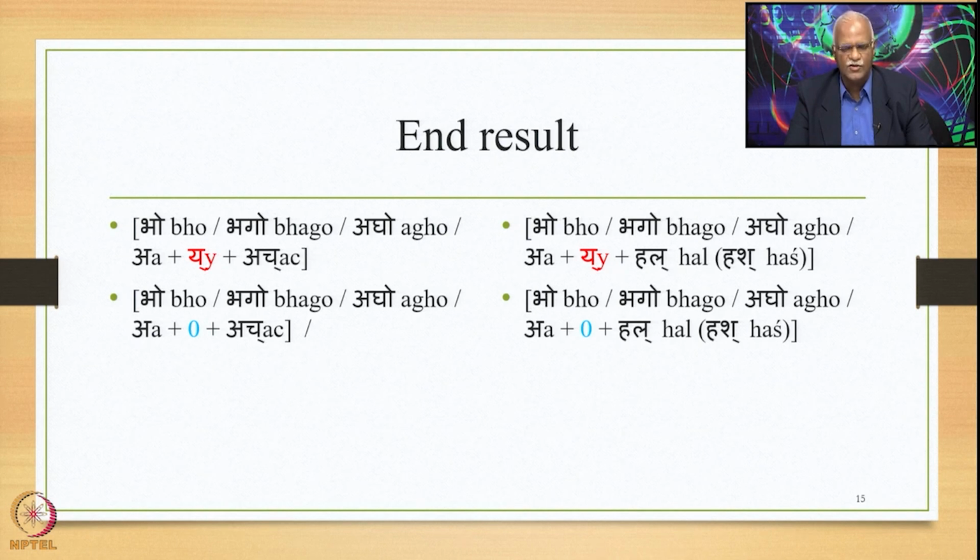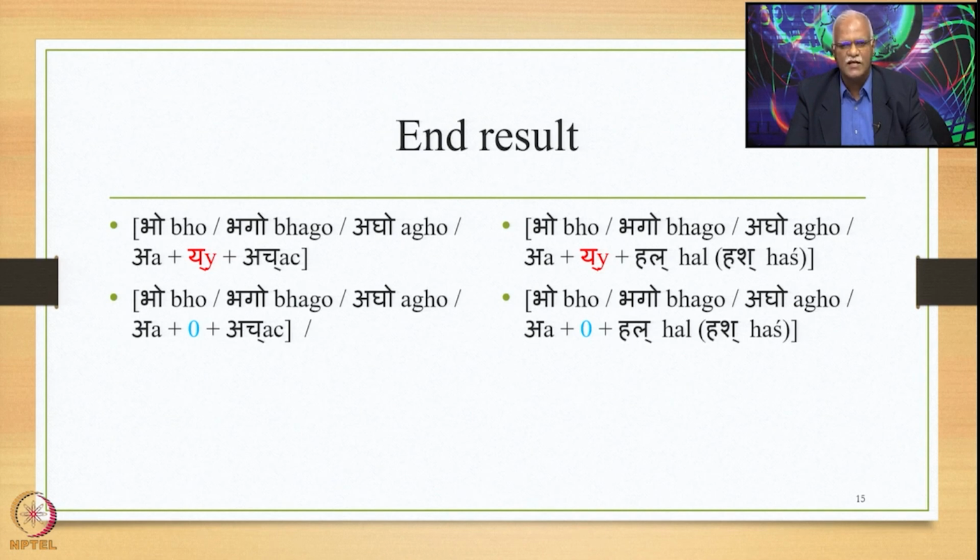This is the end result of the meaning of these sutras, namely Lopashakalyasya and Hali Sarvesham, which operate on the output generated by the sutra Bho Bhago Agho Apurvasya Yoshi. Remember, the input for Bho Bhago Agho Apurvasya Yoshi is Ru, and the output for the same sutra is Ya. This Ya becomes the input for Lopashakalyasya and also Hali Sarvesham.